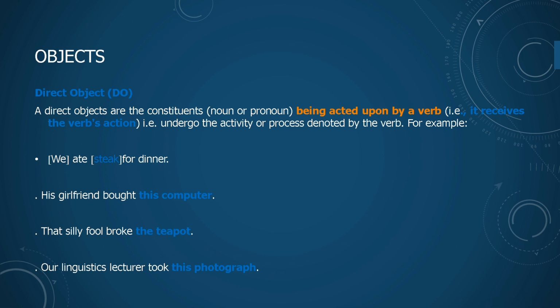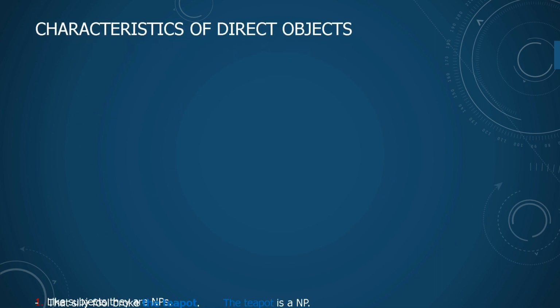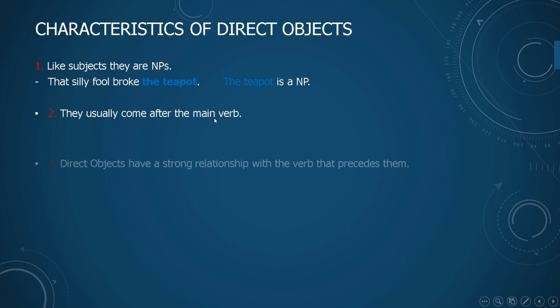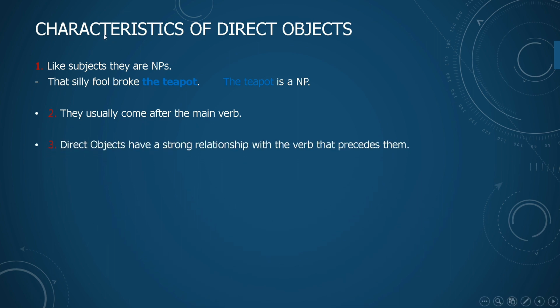So what are the characteristics of a direct object? First, like subjects, they are noun phrases. So when we say that silly fool broke the teapot, the teapot is the direct object and it is a noun phrase. This is the first characteristic of direct objects. Then we have the second one. They usually come after the main verb, or the verb precedes the direct object. So we have subject, verb, and then the direct object.